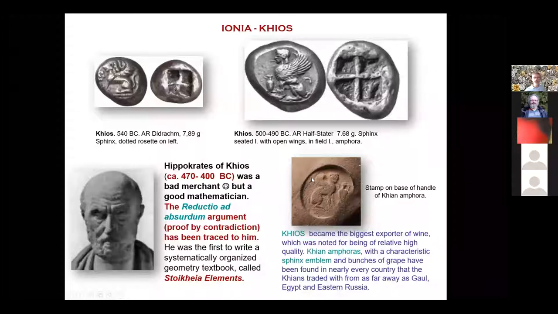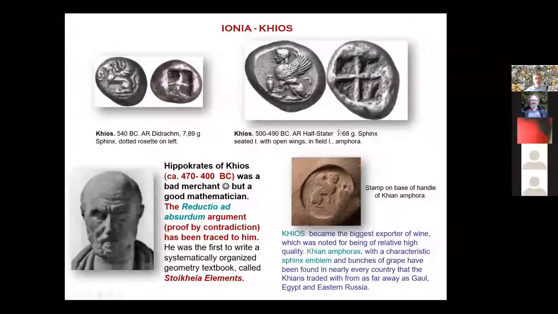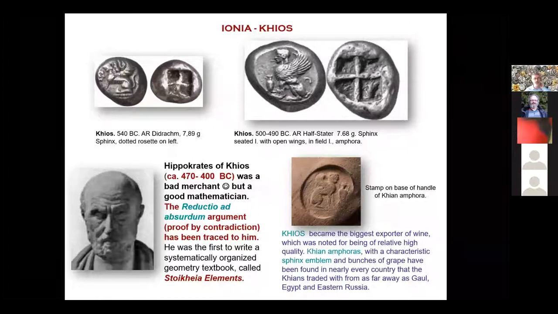This is a different Hippocrates from that of the island of Kos, the father of medicine. This gentleman was a merchant, but he was not a good merchant. He lost a lot of money. He was not very successful in his business enterprises, but a good mathematician. The reductio ad absurdum, the Latin term for proof by contradiction, is attributed to him. He was the first to write a systematic organized geometry textbook called Stoicheia, Elements.